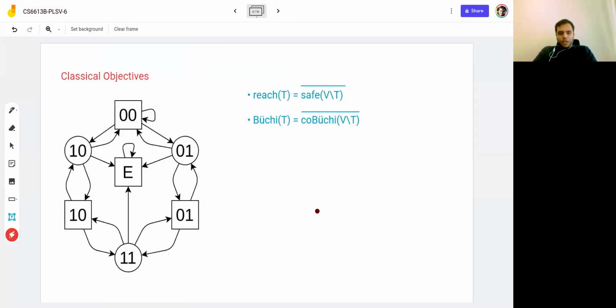And one thing that I'm sure you have already seen or guessed is that reachability and safety are duals, and so are Büchi and co-Büchi. What I mean by this is that the set of infinite paths that reach T, I'm looking at this as an objective, as the set of infinite paths, is the complement of the set of infinite paths that are safe in V minus T, right? And this is, again, very easy. If you consider an infinite path in your graph, it either reaches T, or it doesn't reach T, which means that it has always remained in the vertices that are not in T, which is safe of V minus T.